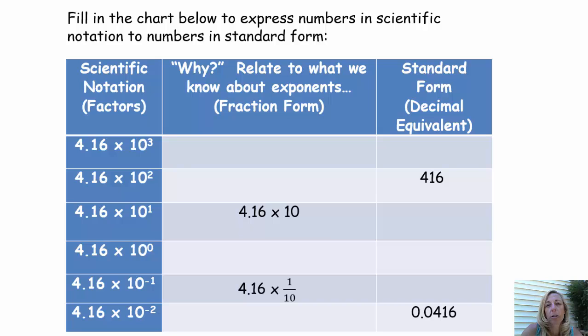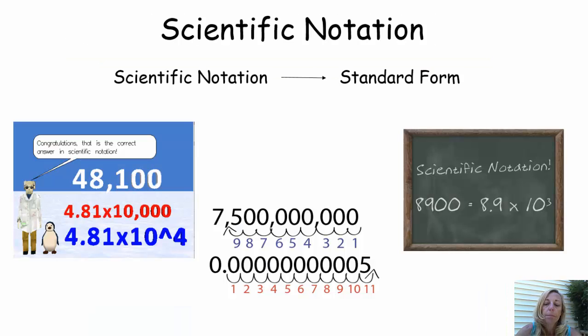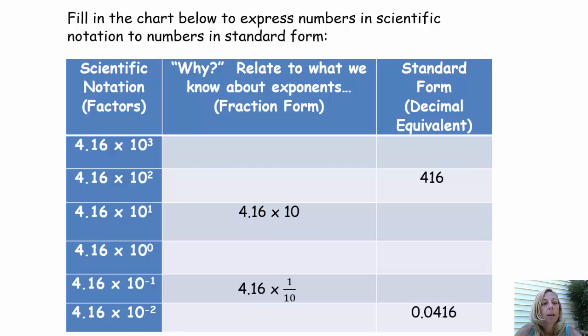We're going to take what we learned about exponents and apply it to scientific notation. First things first, it says 4.16 times 10 to the third. Notice that we are multiplying those two factors. Now, what do we know about exponents? We know that 10 to the third is really 10 times 10 times 10. So we're going to write that out. We have 4.16 times 10 times 10 times 10. And if you take your calculator, you should know 10 times 10 times 10 is 1,000. So this is 4.16 times 1,000.